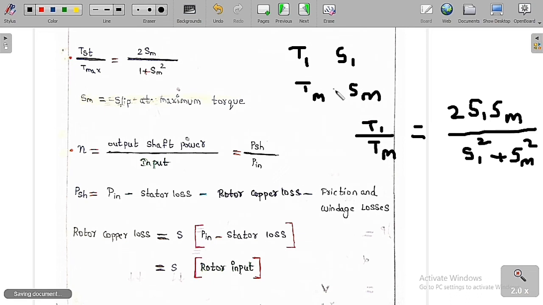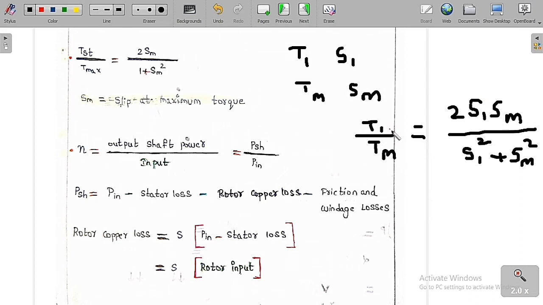So you can go for anything. Suppose I take T1 as the full load torque and S1 as the slip at full load, then you can replace T1 by T full load and S1 by slip full load, and you are going to get the equation like this. This is a basic general equation: torque T1 at slip S1, and maximum torque at maximum slip. Therefore T1 by Tm is equal to 2 into S1 into Sm by (S1 square plus Sm square). This is the equation that you always have to remember.